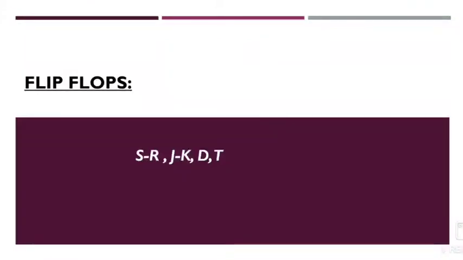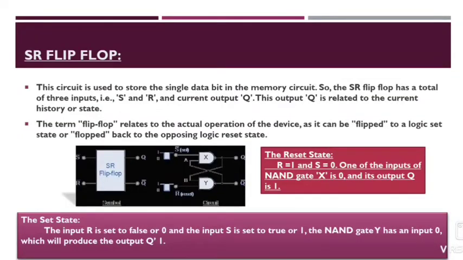Everyone, I am going to explain about flip-flops. There are four types of flip-flops: SR flip-flop, JK flip-flop, D flip-flop, T flip-flop. First, SR flip-flop. The circuit is used to store the single data bit in the memory circuit.